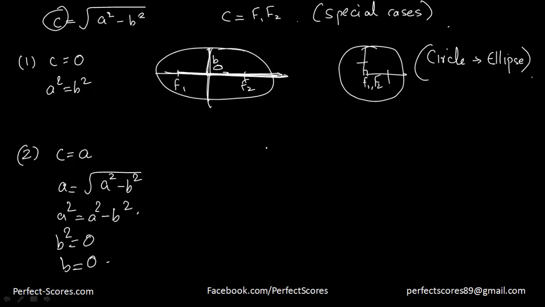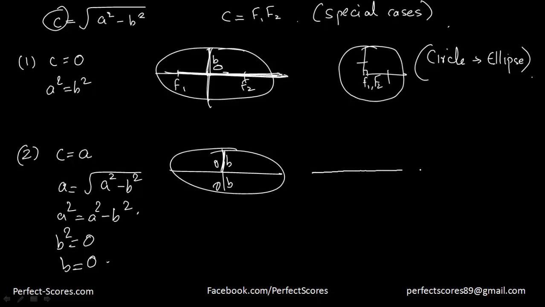So if this length here b is equal to 0, which means the ellipse is going to be a straight line, right? So it's going to be a straight line where this is the first focus point, this is the second focus point, and that is the midpoint, right? Because this is 0, so it's not going to rise above or at the bottom. These are the few focus points.